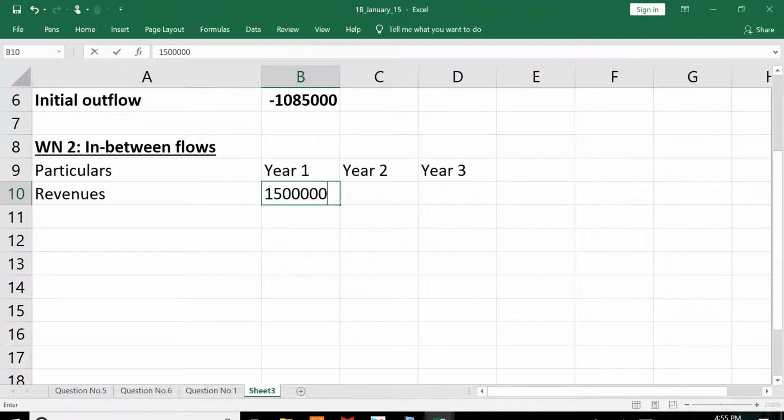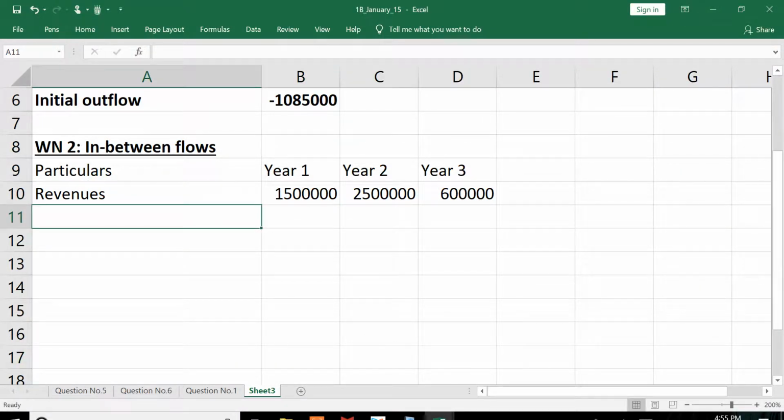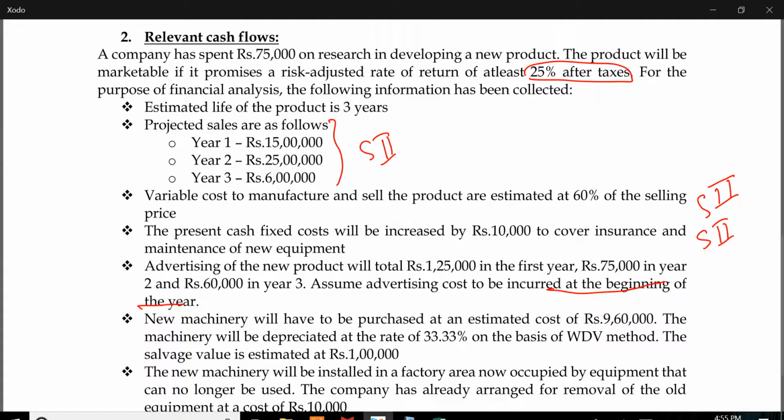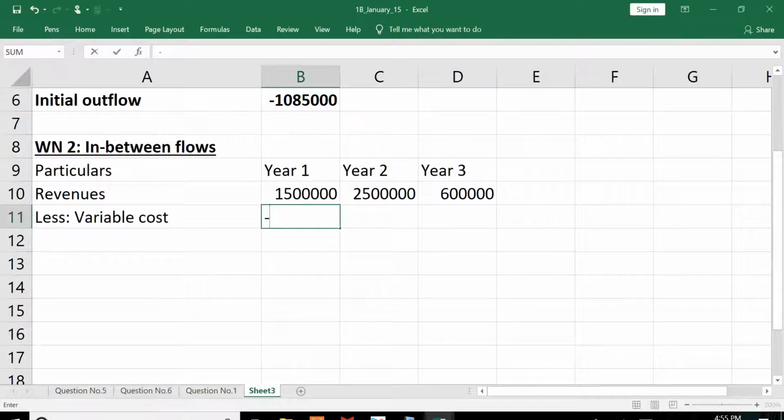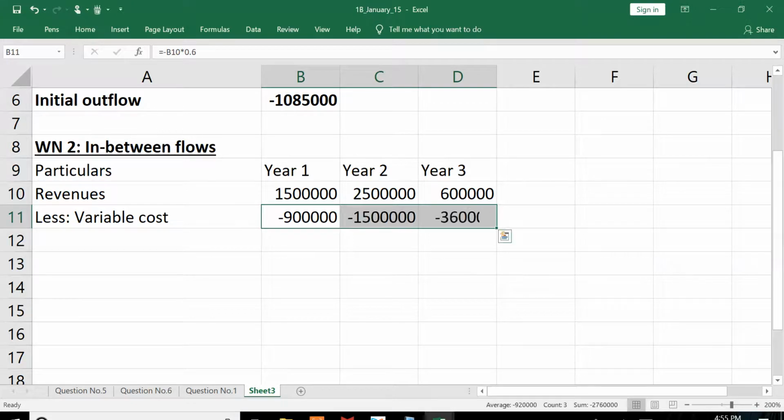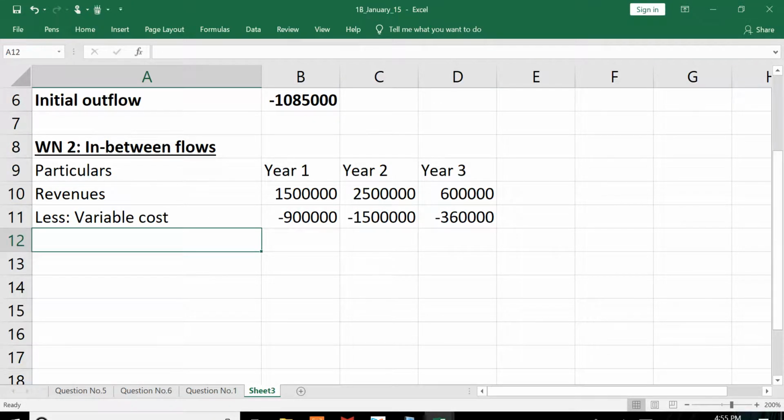15 lakh, 25 lakh, 6 lakhs. Revenues 15, 25 and 6 lakh, less variable cost 60%. Revenues 15, 25 and 6, variable cost 60%.